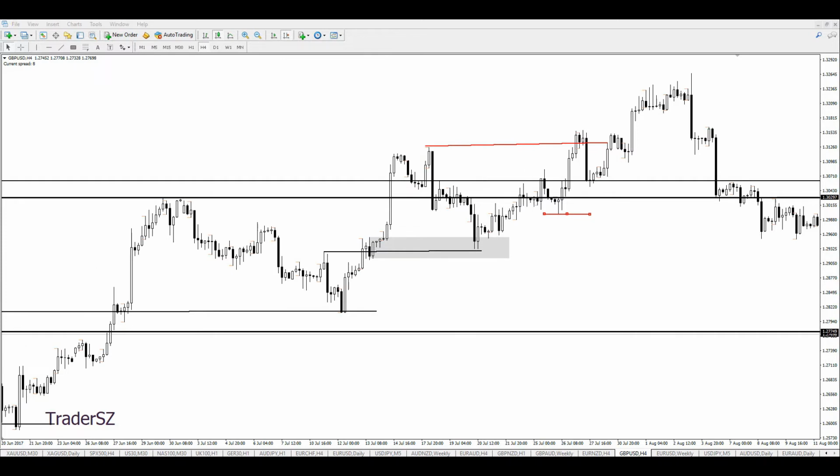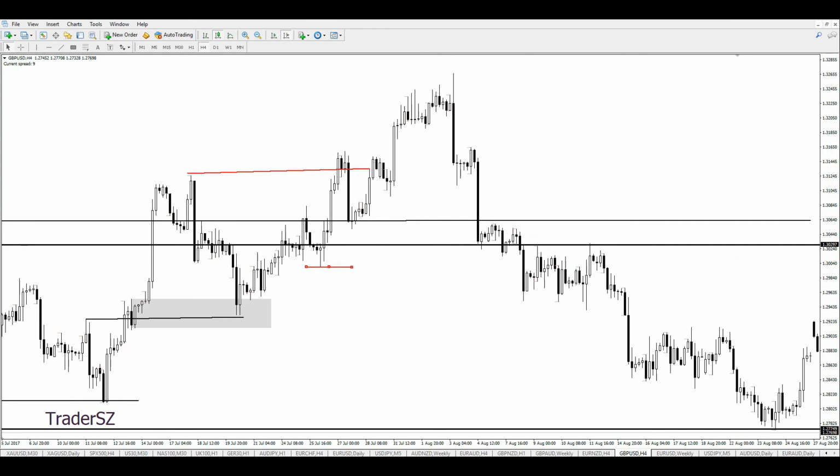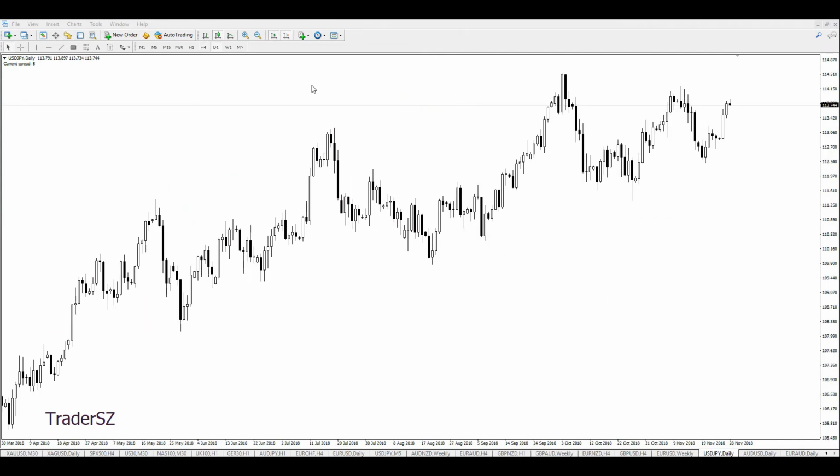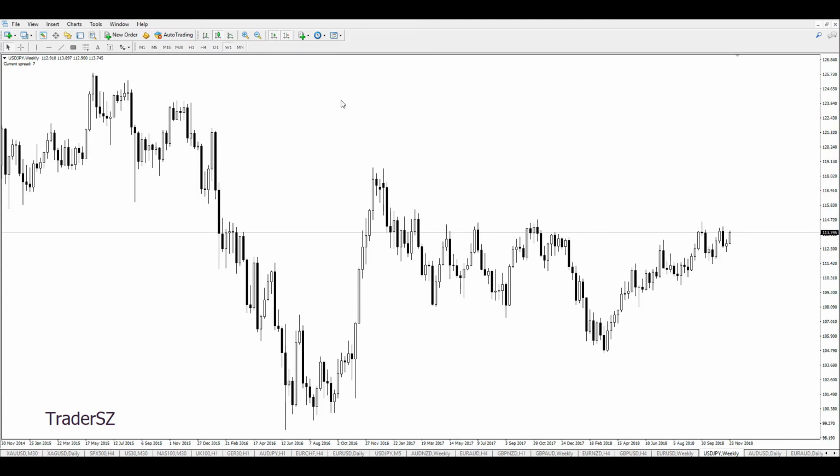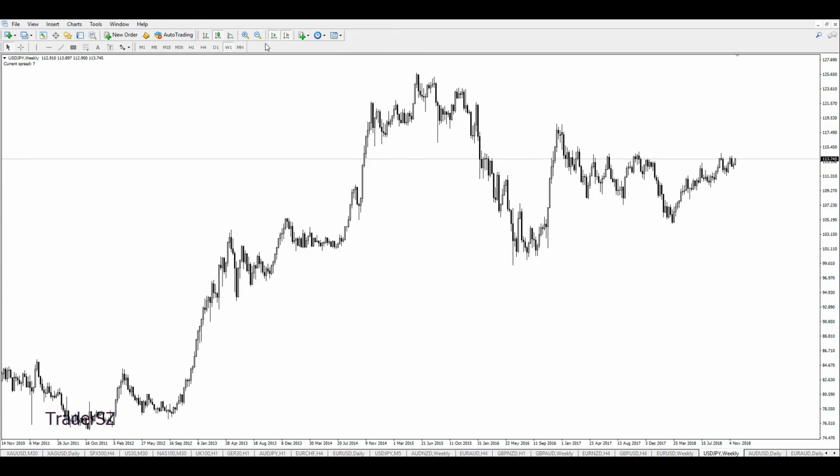Let's pick another pair now. Let's move on to dollar yen now. What I'm going to do is introduce a bit of ranges. So I think I'm going to do this in two parts.